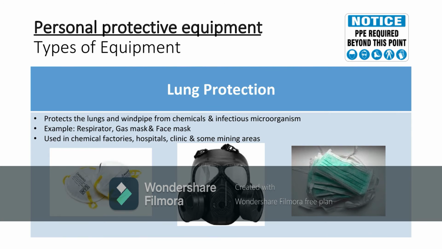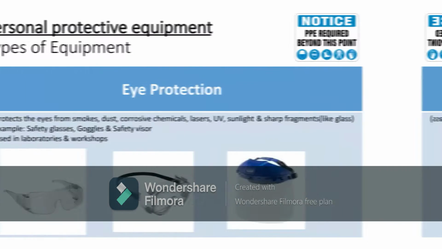The second type of equipment is lung protection. It protects the lungs and windpipe from chemicals and infectious microorganisms. It is used in chemical factories, hospitals, clinics, and some mining areas.